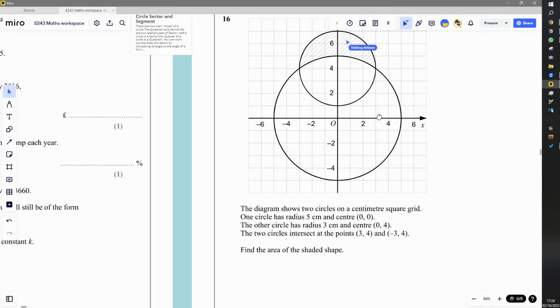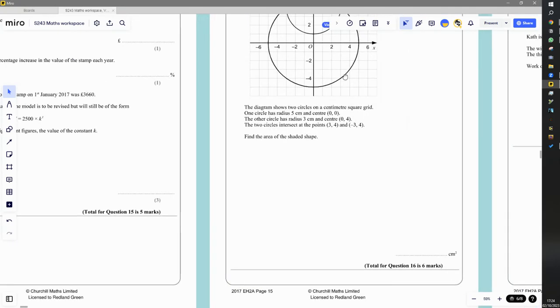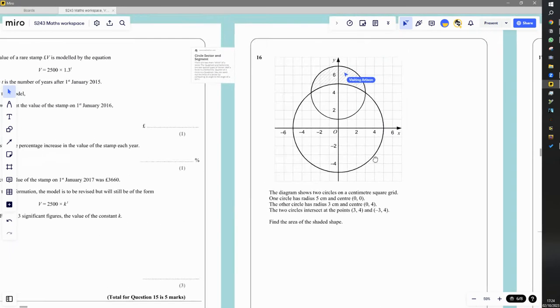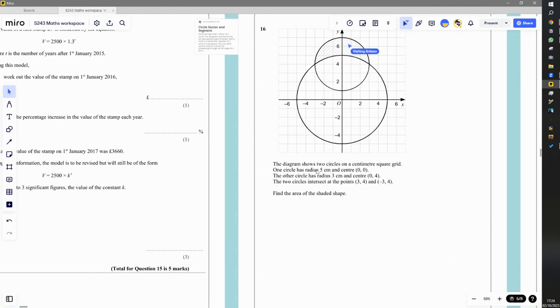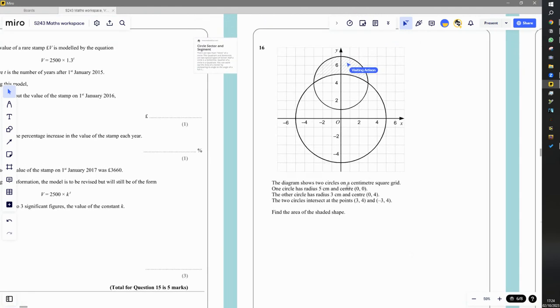Okay, so this question was a very difficult one. Yeah, it looks like it's 6 marks for this one. So we've got two circles on a centimetre square grid. One circle has a radius of 5 centimetres.